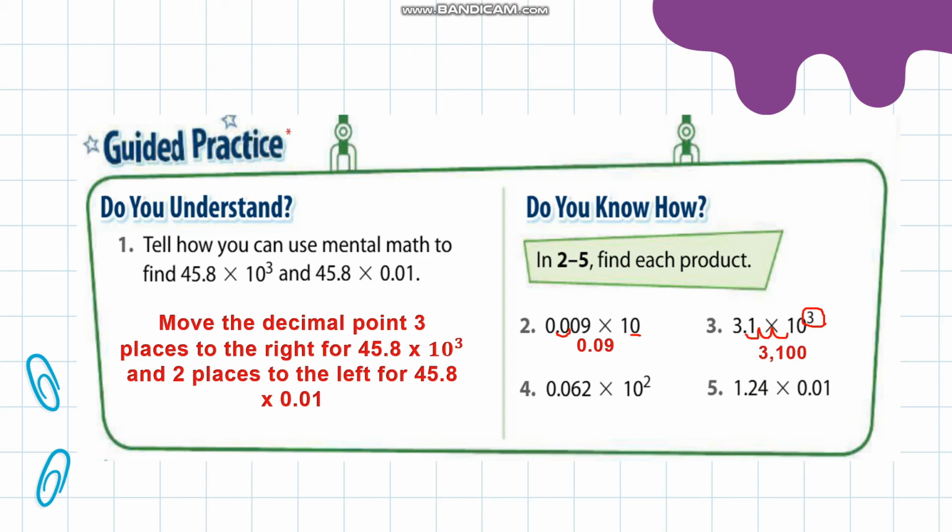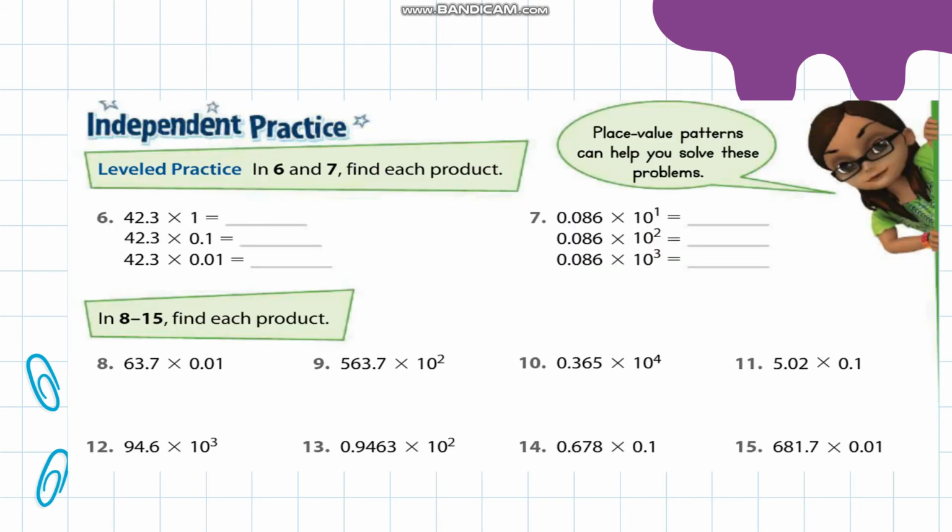The exponent is 2. It means going to the right from the decimal. 1 and 2. So my decimal now is in between 6 and 2. So the answer is 6.2. This one is multiplied by 100. So if it is multiplied by 0.1, 0.01, 0.001, it means move to the left. This is 1 time, 2 times, and 3 times. So this is 0.01. It means 2 times going to the left. 1 and 2. So I have the decimal here. Then I need to add 0. So the answer is 0.0124. Now it's your turn.